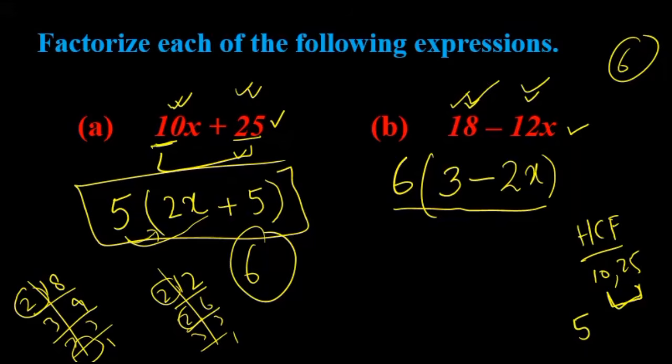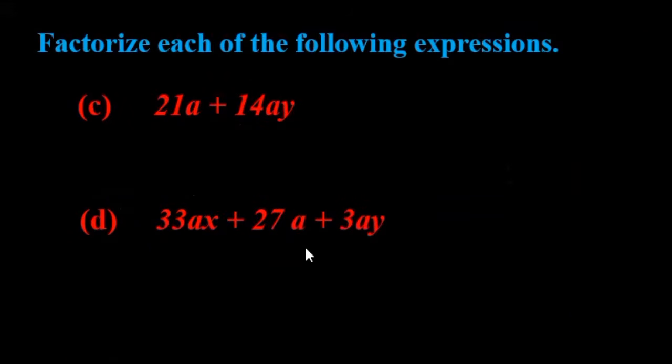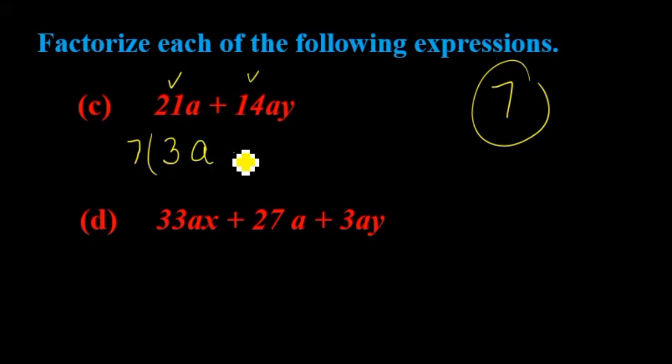So now come to here. That is the next question. That is 21 and 14. So what is the common factor of 21 and 14? That comes in the table of 7. So how many 7s make 21? 7 threes are 21. It means 3a plus 2ay.